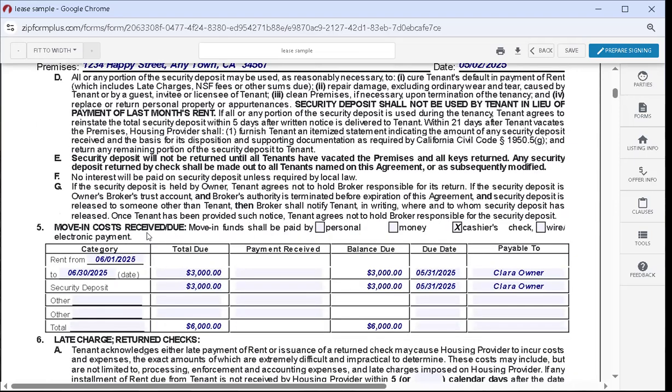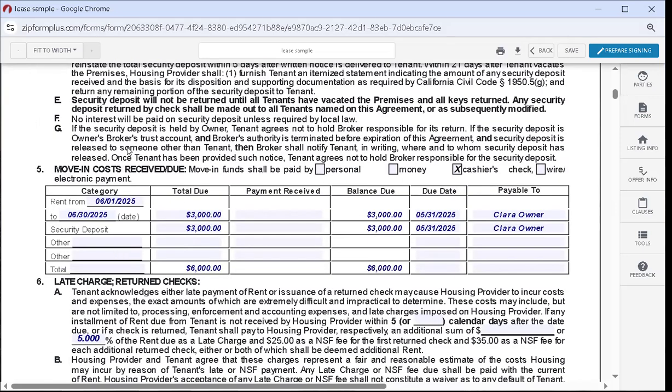It should be on this form that we have. This is important here: the move-in costs. You're going to look at number 5, move-in costs. How do you want those move-in funds paid to the property owner? You can either do a cashier's check or electronic wire or whatever the property owner says. We usually collect the cashier's check along with the lease signing. But that, again, is for you to discuss with the property owner.